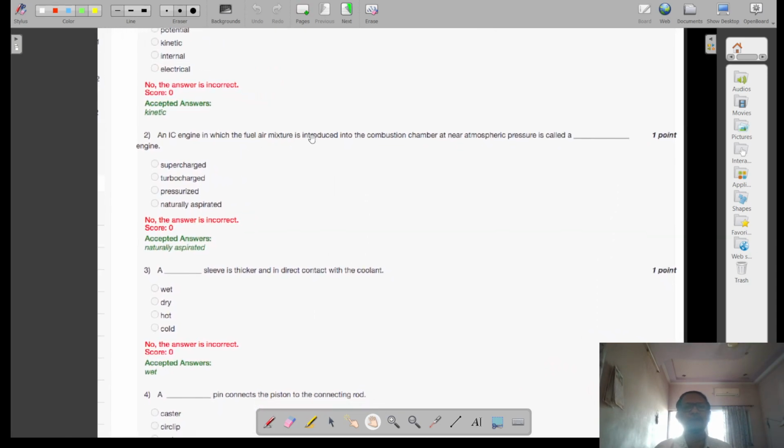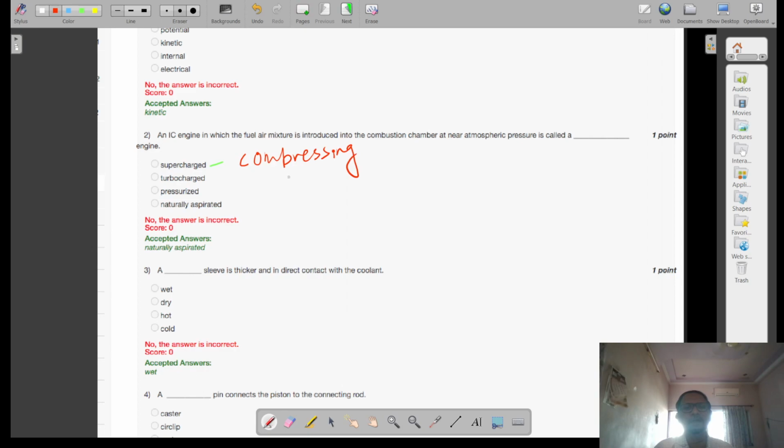An IC engine in which air fuel mixture is introduced in the combustion chamber at near atmospheric pressure is called what? See, we have got different engines: supercharged engine, turbocharged engine, pressurized engine, and naturally aspirated engine. Supercharged engine means we are compressing the air. If I say I have got a supercharged engine, it means I am compressing the air.